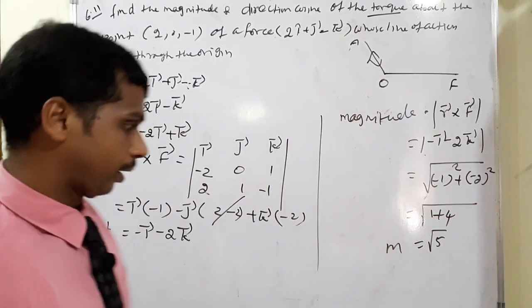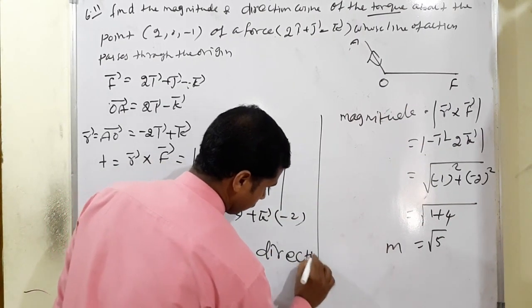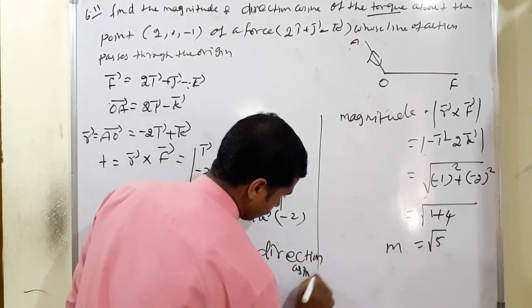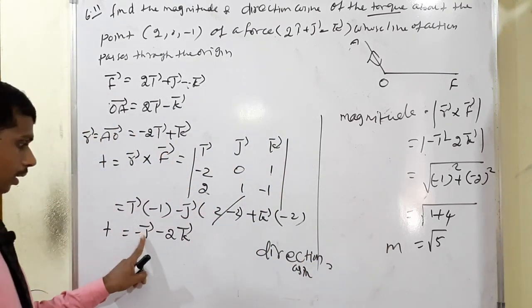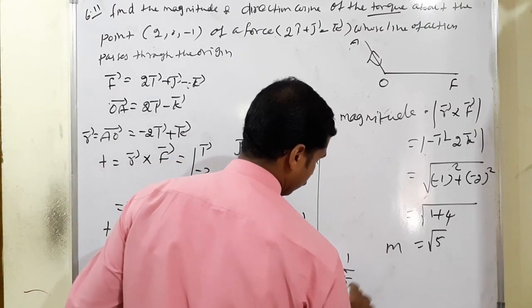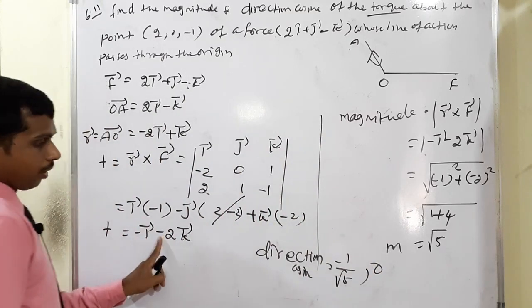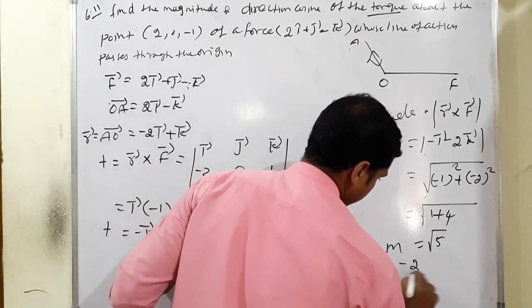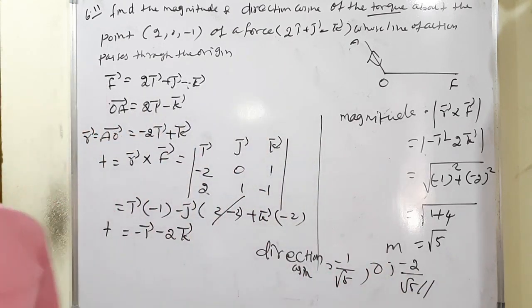Then the direction cosines. Direction cosine, already we know. The coefficient of i is minus 1, therefore minus 1 by square root of 5. The j value we don't have, that's why I have written 0. K is minus 2, so minus 2 by square root of 5. This is the answer for example 6.11.